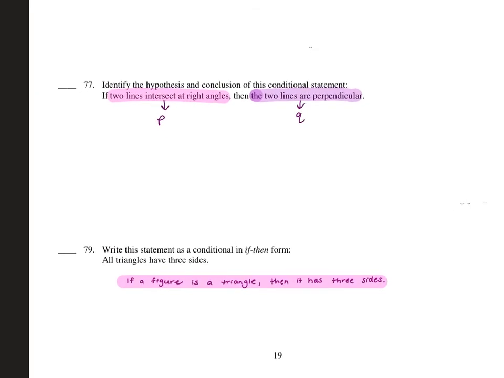77 said to identify the hypothesis and the conclusion. So it's after the word if is your hypothesis, 2 lines intersect at a right angle, and after the word then is your conclusion, the 2 lines are perpendicular. 79, write the statement as a conditional if-then form. If the figure is a triangle, then it has 3 sides. It doesn't have to be exactly that, okay, but something along those lines. Again, keep in mind this would be multiple choice, so you should be able to figure it out from your choices.